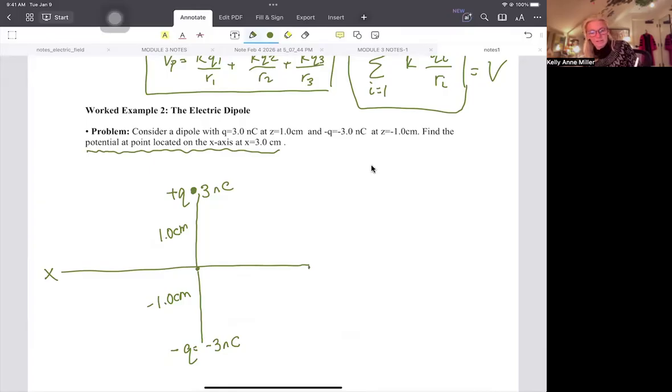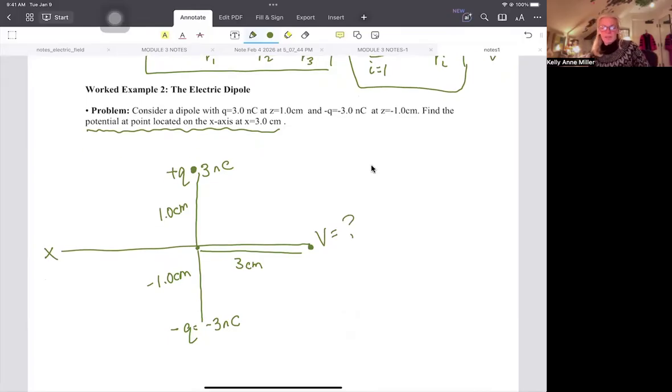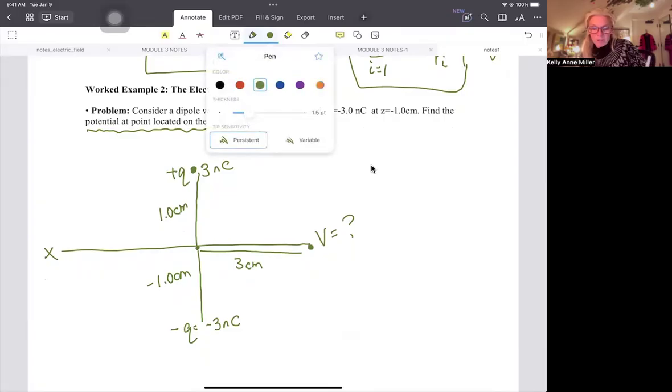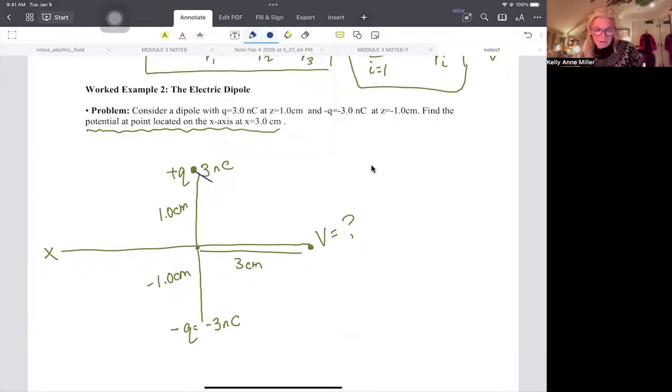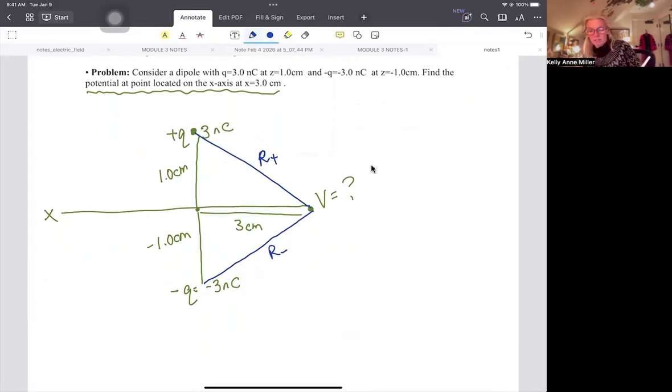So the point is at x equals 3 centimeters on the x-axis. Let's say this distance here is 3 centimeters. I want to know what the potential is here. This is pretty straightforward, and there's symmetry that I can use. Let's call this R positive and this R negative, and they're the same distance because of symmetry.